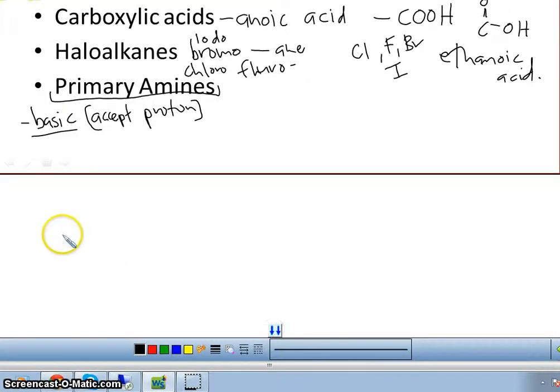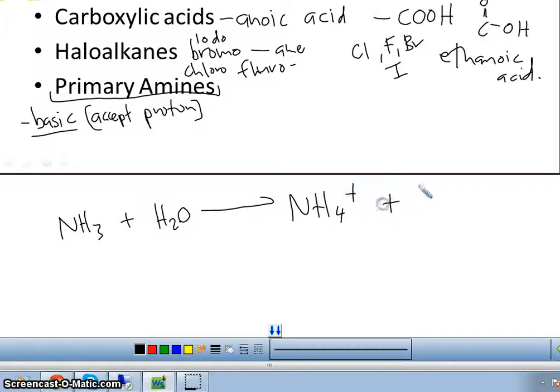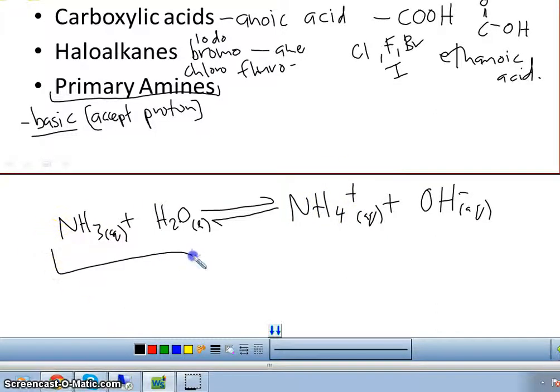If I have ammonia, NH3, and I add ammonia to water, this will react to make NH4+ and OH minus, aqueous. Now, your equilibrium chemistry should know that this reaction can also go backwards, so you can make NH3 and H2O. If you were to measure, this equilibrium lies mainly to the left, but there is enough of this that it makes a difference.